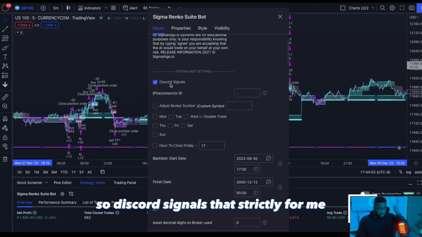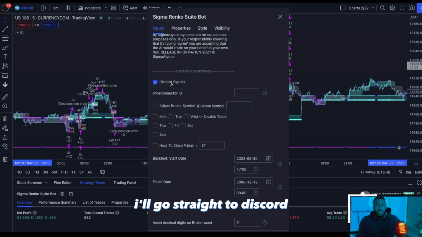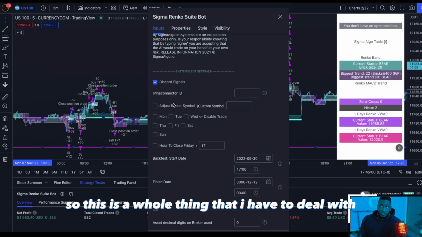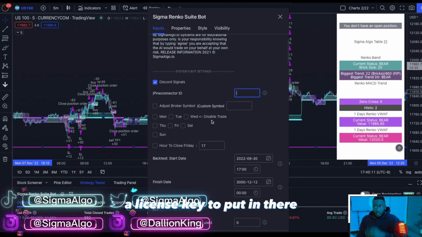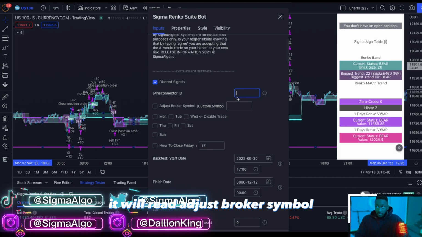So Discord signals, that's strictly for me. That's so I can send signals from the algo straight to Discord. So this is a whole thing that I have to deal with. Pine Connector ID, again, next video you'll understand. Because Pine Connector gives you like a license key to put in there. So when you send the alert, it will read.